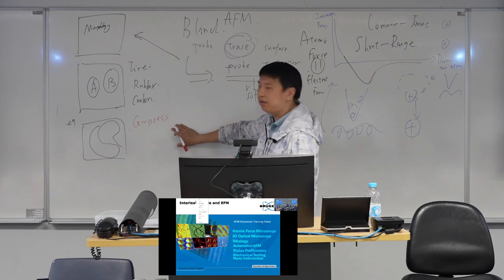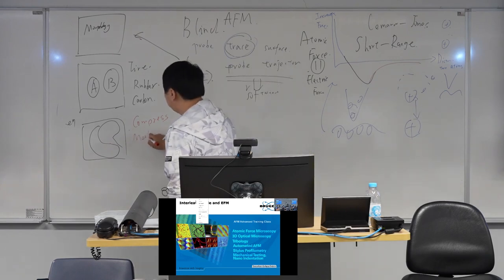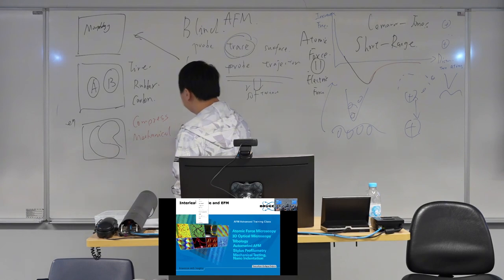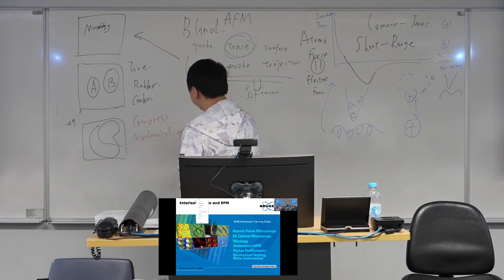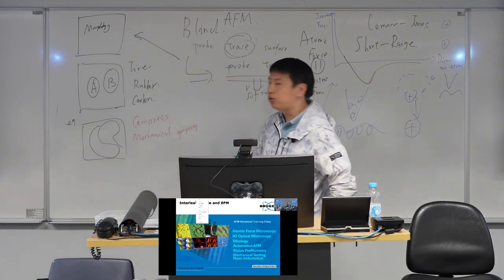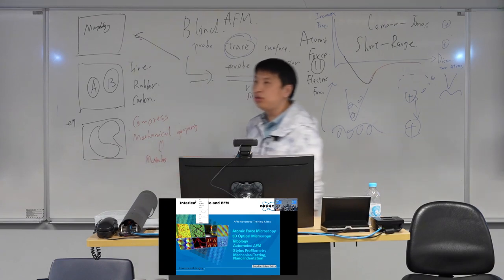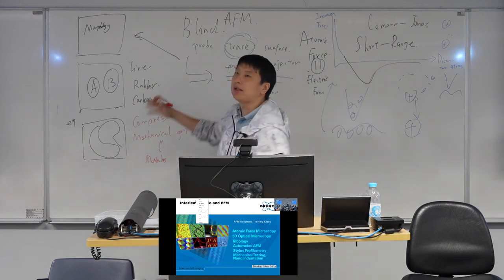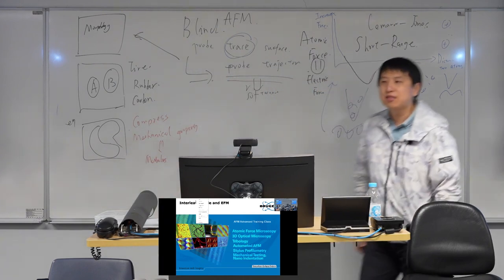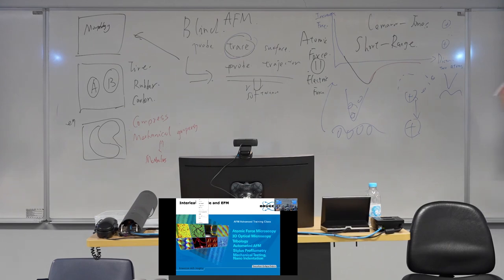The idea here is I use the mechanical property, the modulus, to distinguish the rubber and the carbon. That's right, that's my idea. Okay.